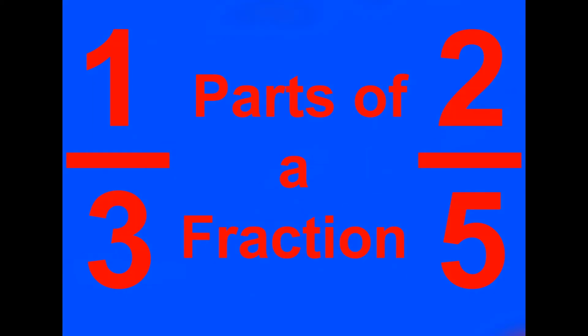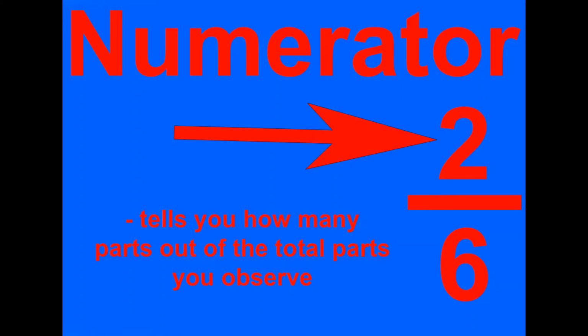The parts of a fraction have special names. The top number is called the numerator. In this example, 2 is the numerator. The numerator tells you how many parts out of the total parts you observe of a thing or set.